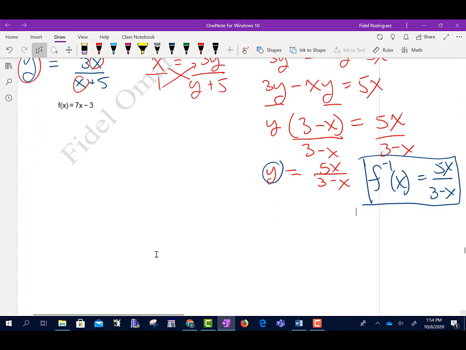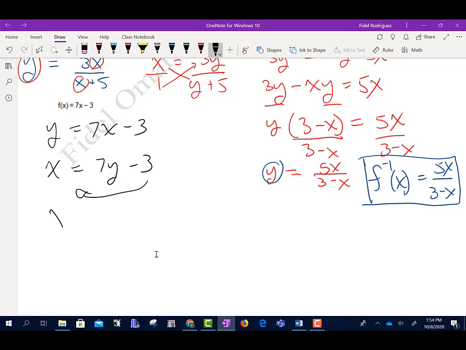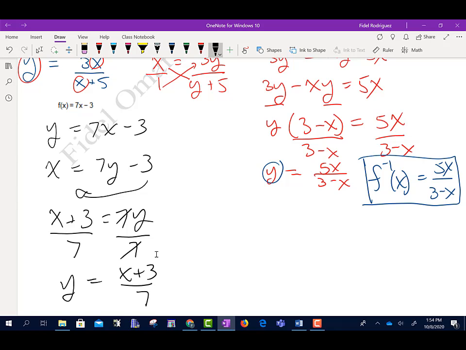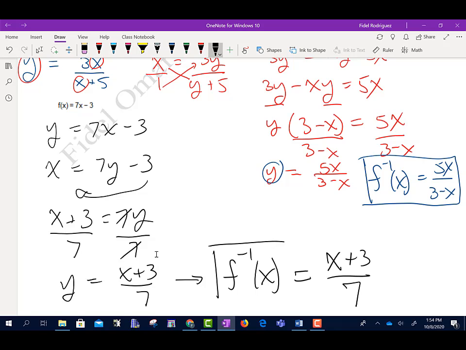So look, we got another one the same way. We're going to go about doing this problem exactly the same. First step, y equals 7x minus 3. Second step, x equals 7y minus 3. Now let's go ahead and solve for y. So let's bring this 3 over. X plus 3 equals 7y. Last step, let's divide everything by 7. And I get y equals (x plus 3) over 7. And then my last step is f inverse of x is equal to (x plus 3) all over 7. And here's my inverse function. Okay.